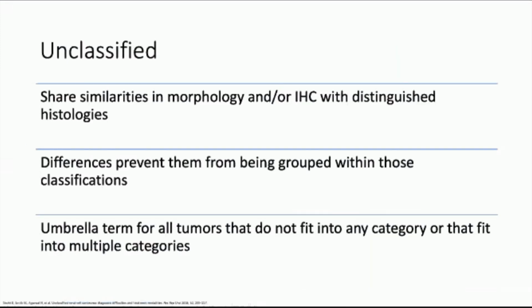So the last classification we'll talk about is the unclassified tumors that account for about 2 to 6% of tumors and refers to lesions that share similarities in morphology or in histochemical stains with distinguished histologies. Occasionally, unclassified tumors will have differences that prevent them from being grouped within those classifications. And finally, it's also considered to be a bit of an umbrella term for all the tumors that don't fit in any category or for the tumors that would fit in multiple categories.